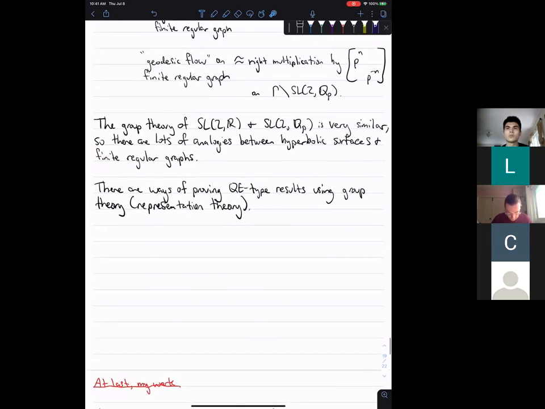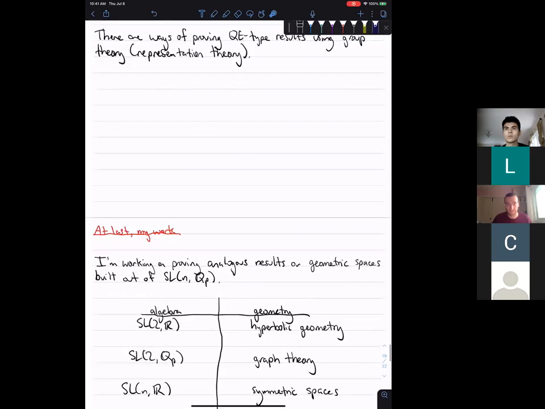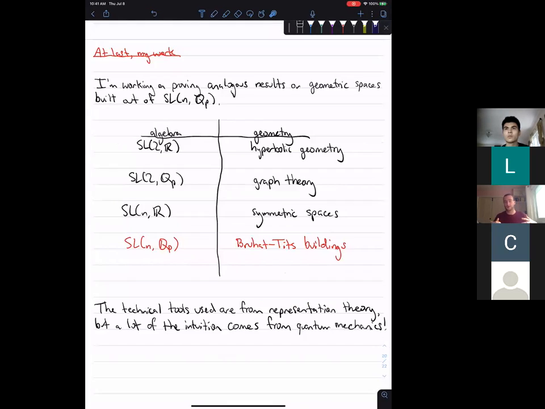Okay, so now the last thing I want to say briefly is what I'm working on. So in general, if you have a group, there's sort of a way to construct a geometric space out of it so that that group acts by isometries. So we saw before, if you have SL2R, you get hyperbolic surfaces. If you have SL2QP, you get regular graphs.